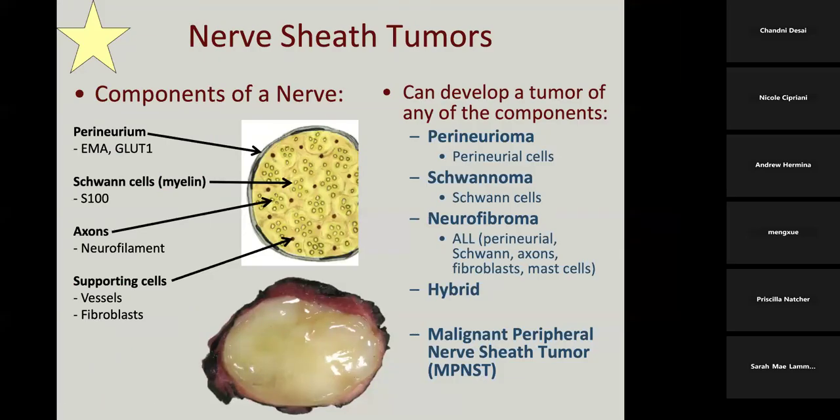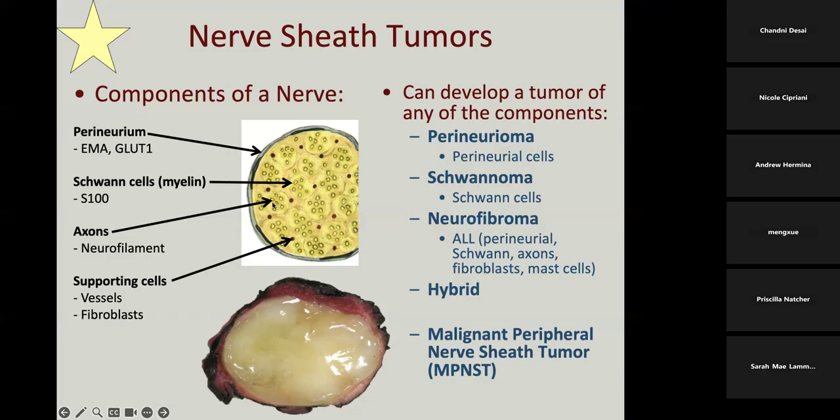Nerve sheath tumors can develop in mimicry of any component of the nerve sheath. So what is the nerve sheath? The nerve sheath is perineurium, which surrounds the entire band of a nerve, right? These are positive for EMA, GLUT1, Claudin-1, CD34. Schwann cells being the sheath of the individual nerves, right? And the axons, those Schwann cells are S100 and SOX10 positive.